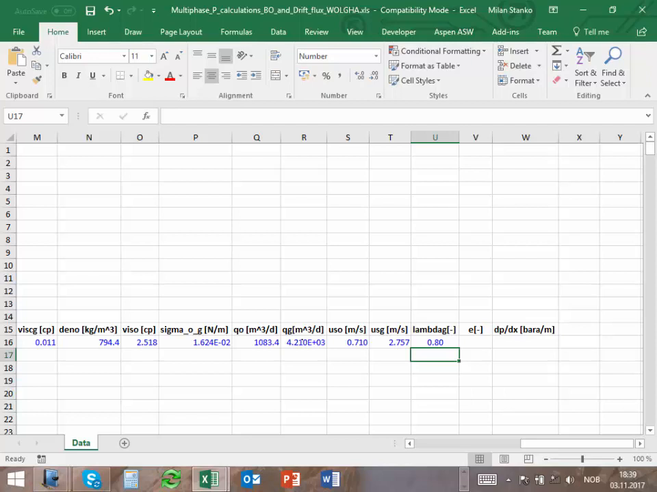Yeah, it's just the rate. If the two phases travel at the same velocity, then it's the rate of gas divided by the total. So it's gas plus oil. So it's Q gas divided by Q oil plus Q gas. Okay. And that means that gas is occupying 80%.